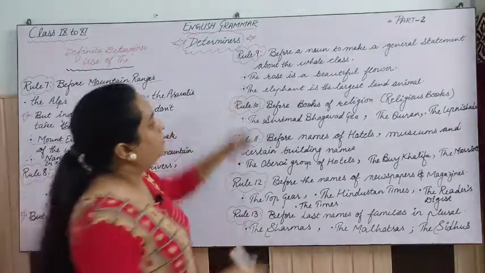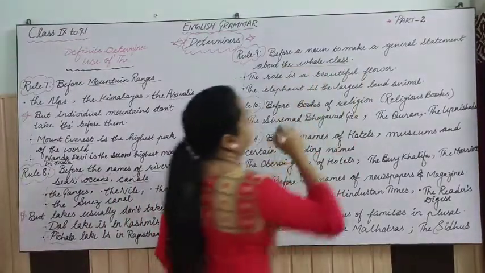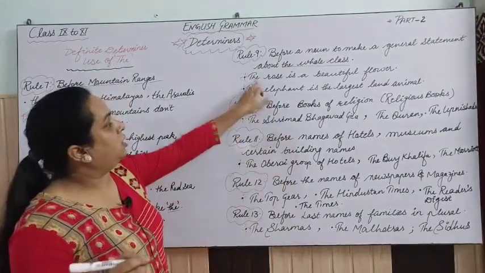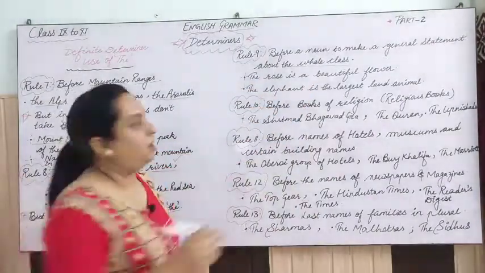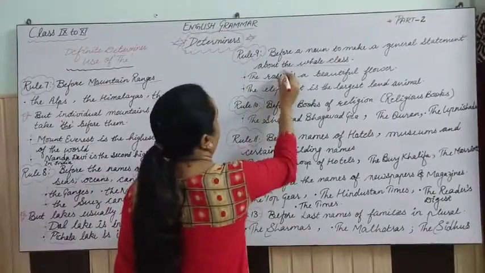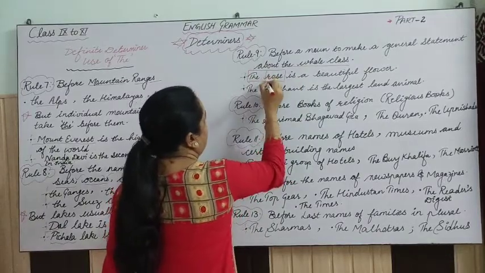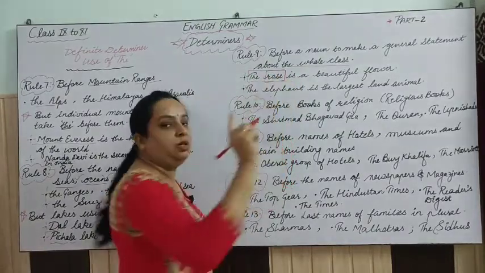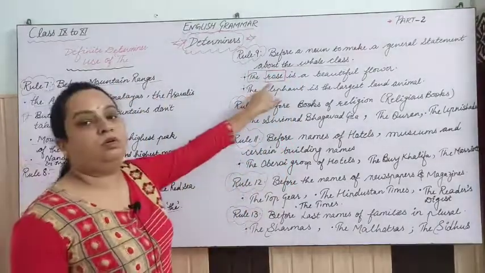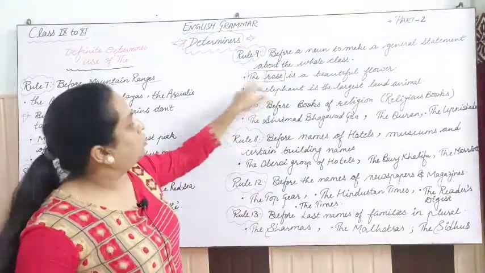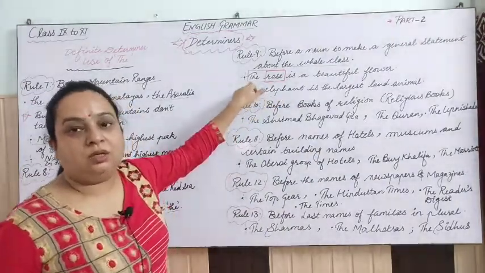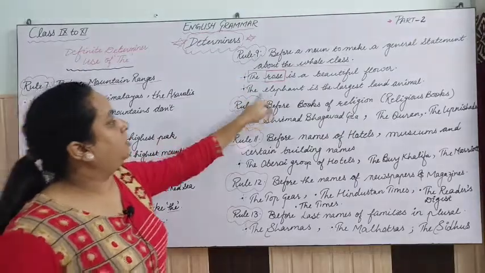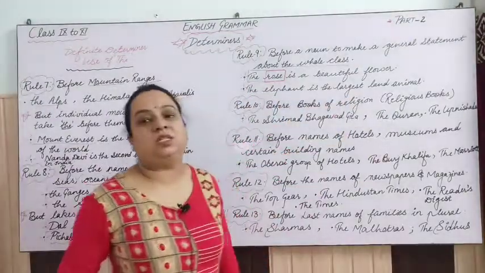So when we talk about the whole class of something, like the rose is a beautiful flower, here I am not talking about only one rose, I am talking about the class of rose. So that's why I am using the here. Second example, the elephant is the largest land animal.